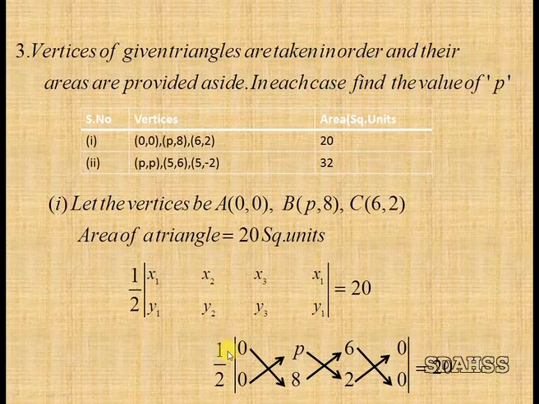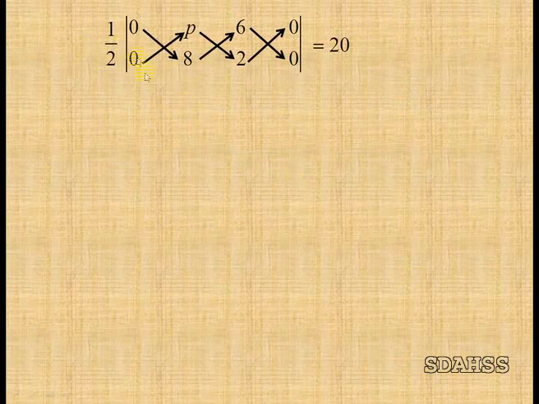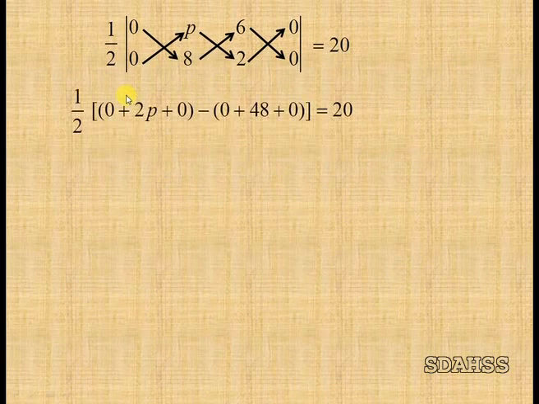Then substitute the values: half, first point be x1 y1, second point be x2 y2, third point be x3 y3. In the place of x1 y1 you write 0, 0. In the place of x2 y2 you write P, 8. In the place of x3 y3 you write 6, 2. Finally x1 y1 again, 0, 0, equal to 20. Then cross multiply: half into 0 into 8, 0; P into 2, 2P; 6 into 0, 0; minus 0 into P, 0; 6 eights are 48; 0 into 2, 0, is equal to 20.